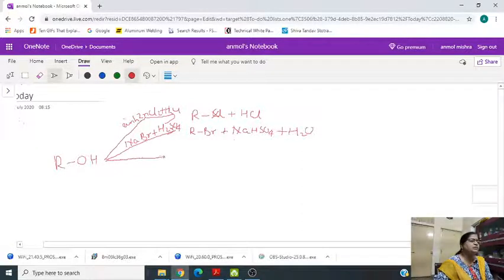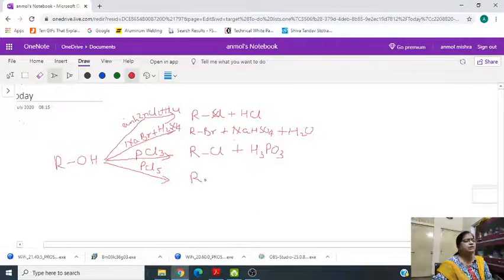Third, when alcohol reacts with PCl3, again it forms RCl plus H3PO3, that is phosphorous acid. If it reacts with PCl5, then it will form RCl plus POCl3 plus HCl.